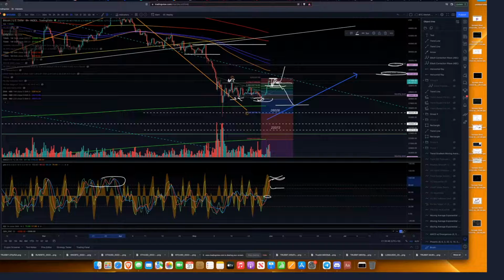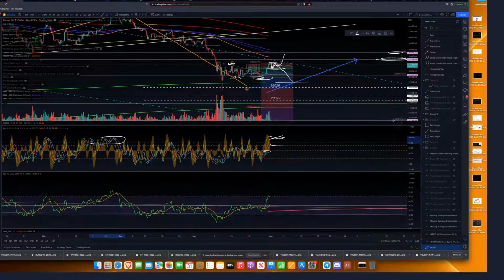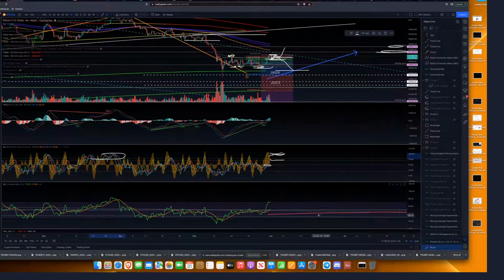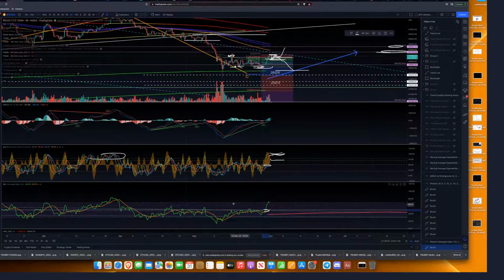I wonder if the RSI gives us anything. So the RSI has broken the 50% level, which is a change in trend on the 8-hour. So that's pretty good. Although we're probably slightly overextended, we've still got more to go. And that will give us a lot to go to that next level.